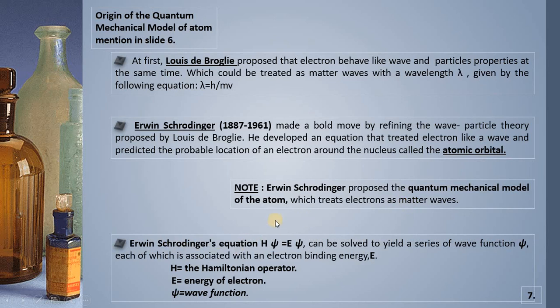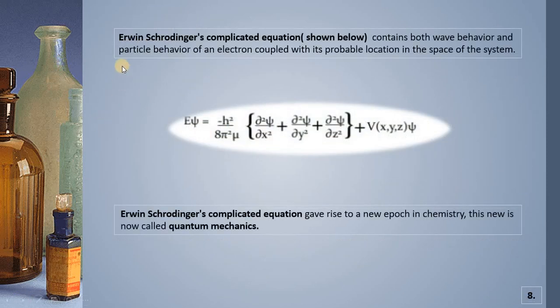Erwin Schrödinger gave rise to an equation which we can see in my slide, whereby H is the Hamiltonian. Look at Erwin Schrödinger's complicated equation shown here. It is more of mathematics and physics, so we can still explore more on that. His complicated equation gave rise to a new epoch in chemistry. This new approach is now called quantum mechanics. Sorry for that.